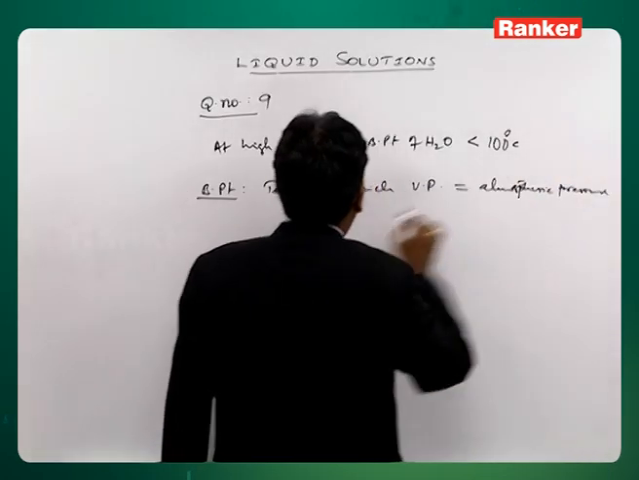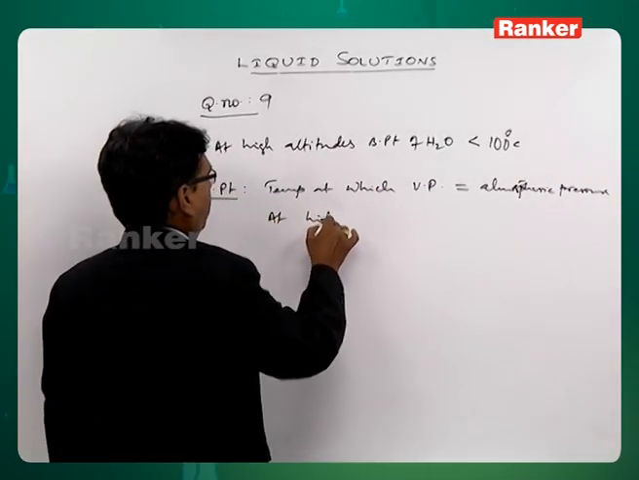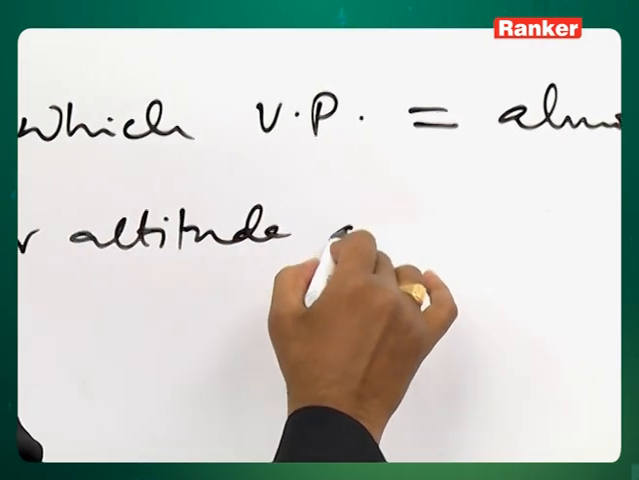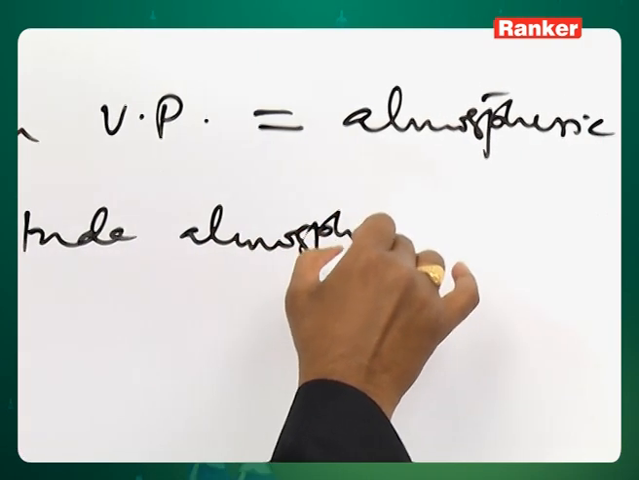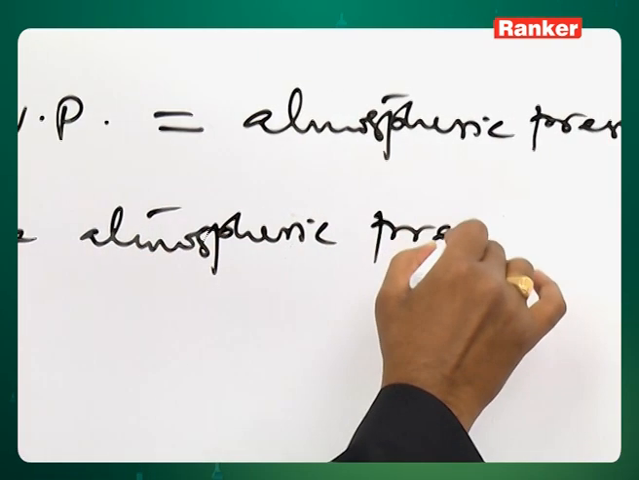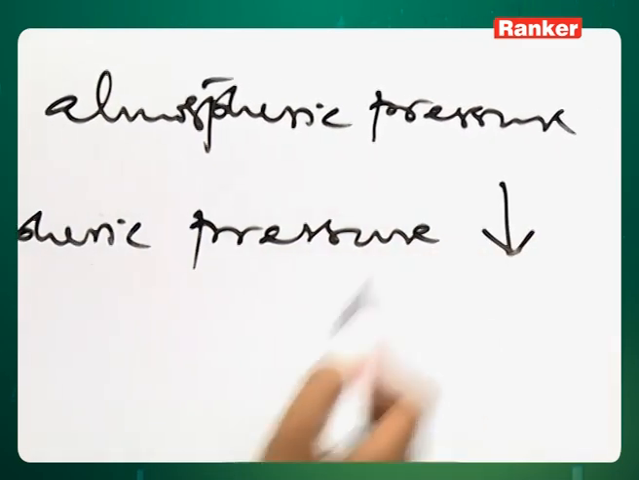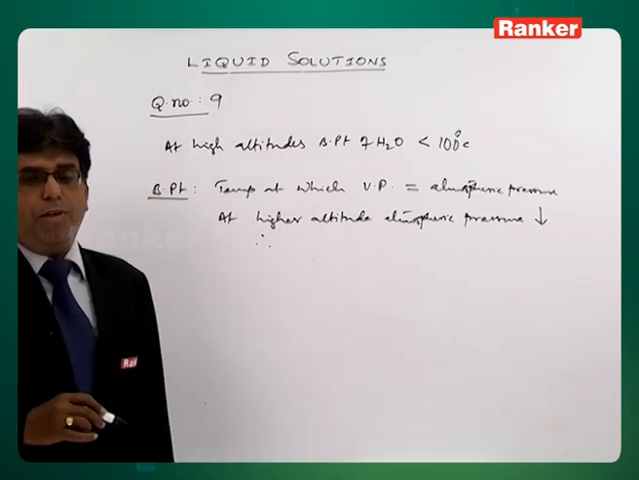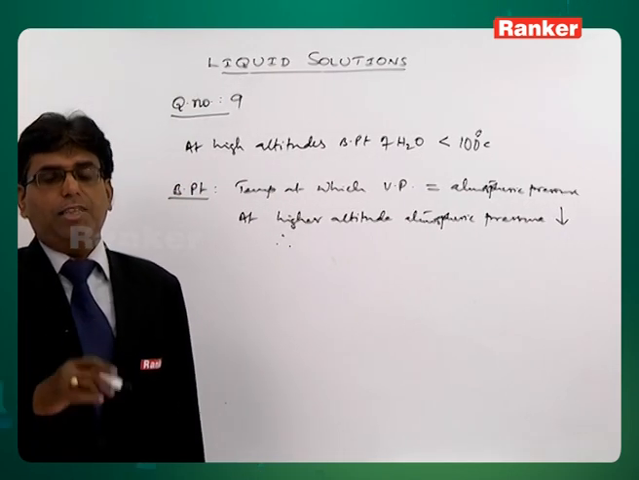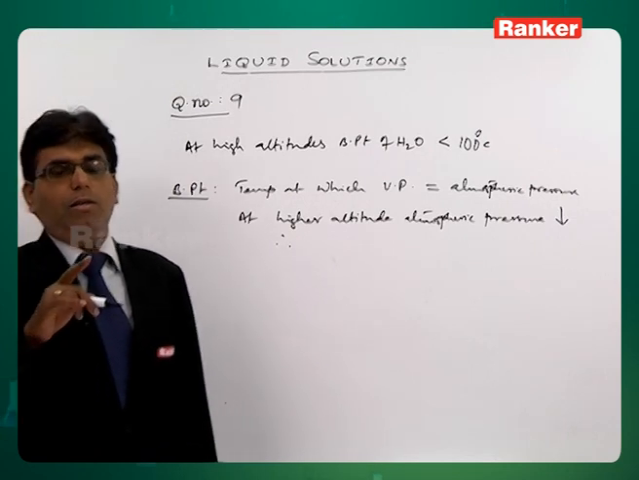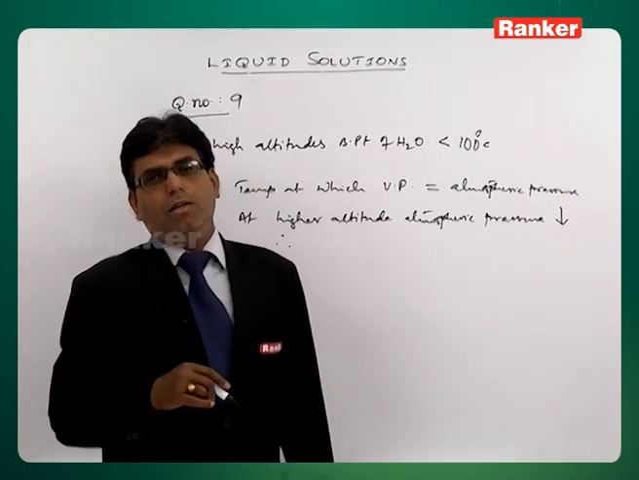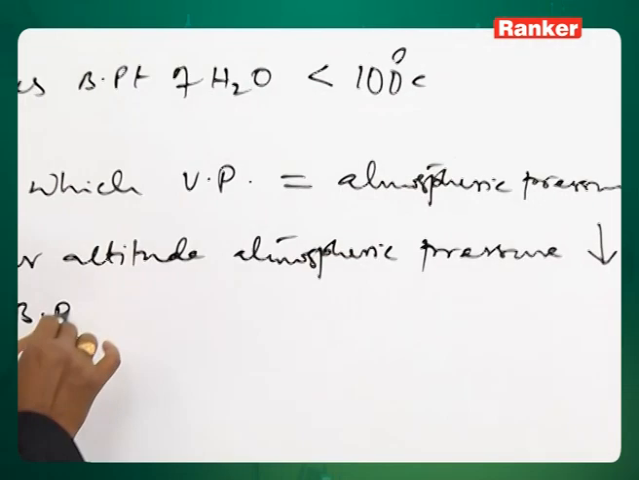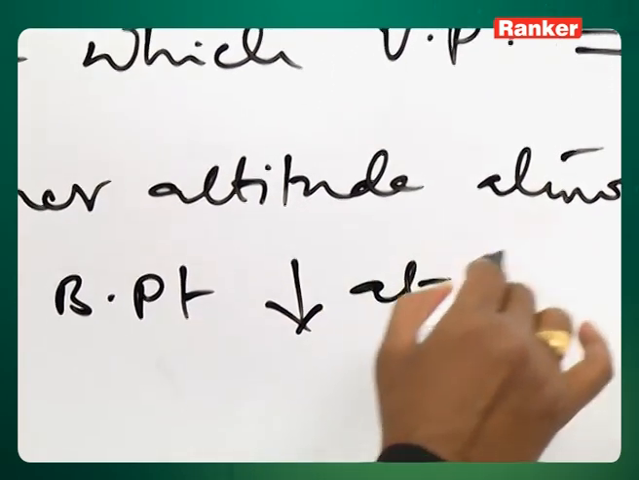Now, at higher altitude, what will happen? At higher altitude, atmospheric pressure decreases. Therefore, the temperature required for the vapor pressure of the solution to reach the atmospheric pressure also decreases. Therefore, boiling point decreases at higher altitudes.